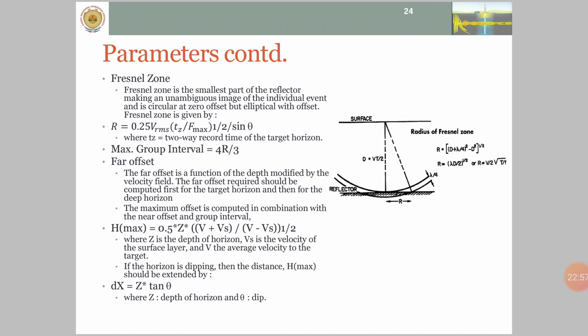We also should know the vertical resolution of the data, which is given by the Fresnel zone. The maximum group interval is given as 4r by 3, where r is the radius of the Fresnel zone. Far offset is a function of the depth modified by the velocity field, and we should also know how to calculate the far offset, which is given in this calculation.